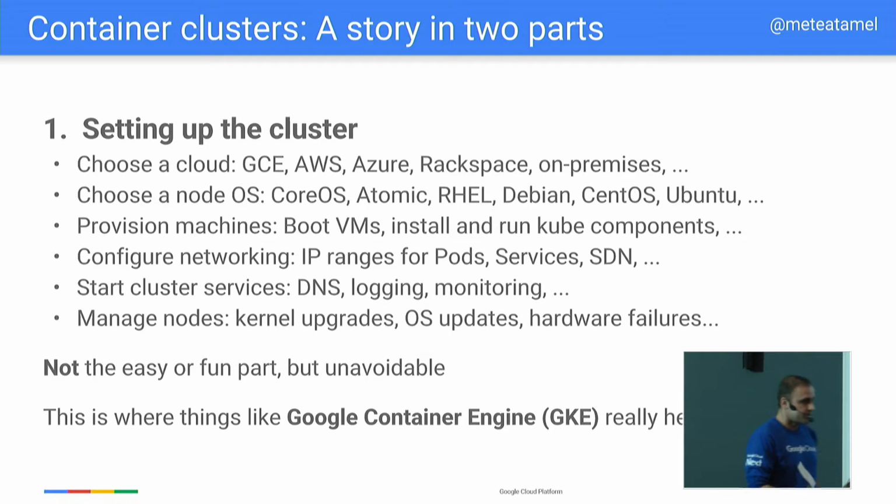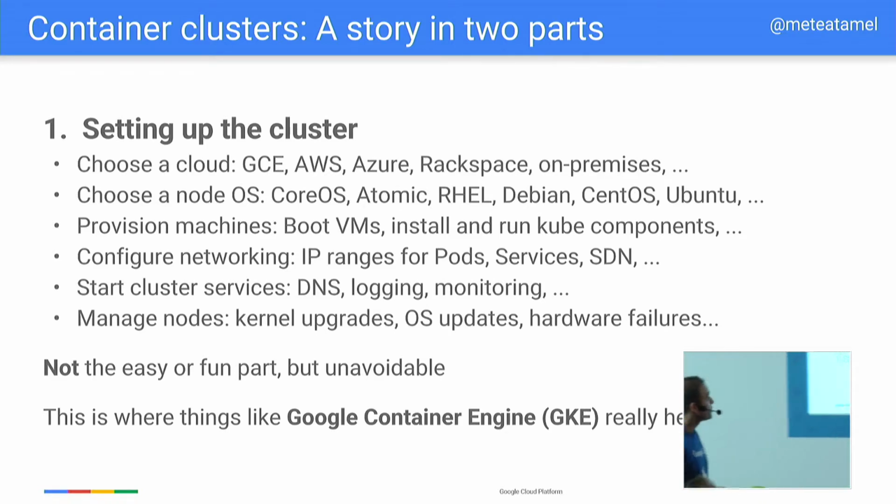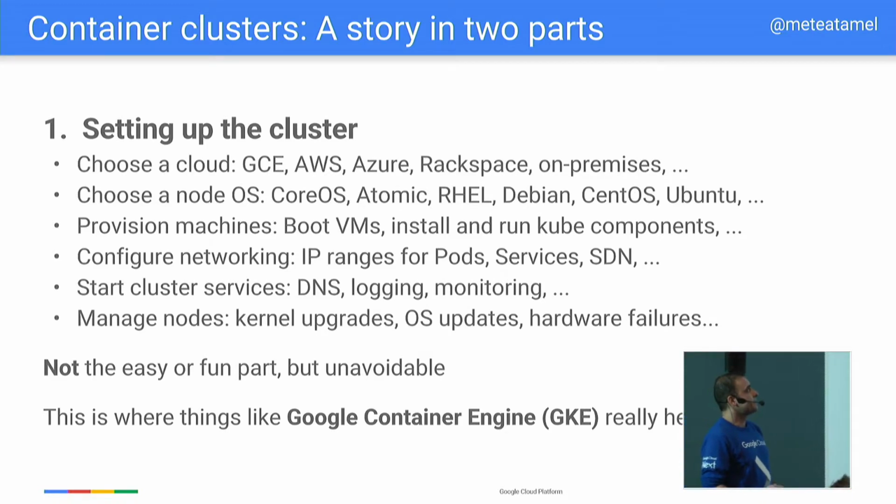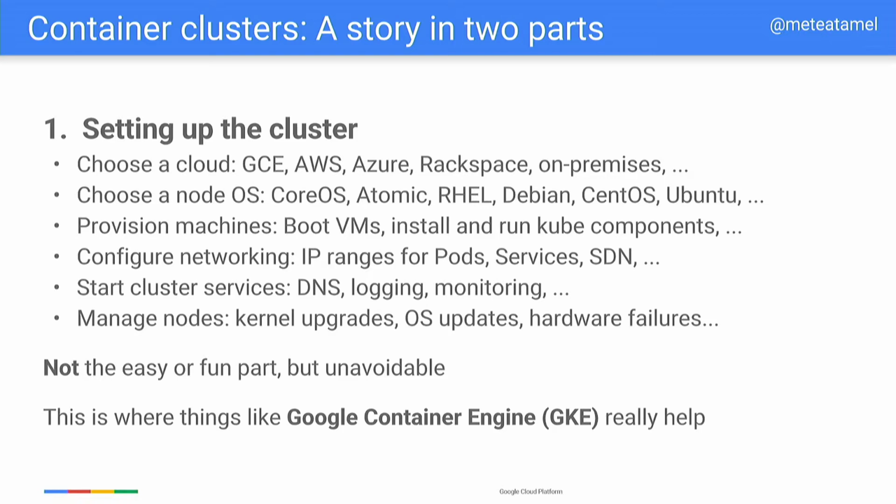So when you set up a cluster, there are two steps that you need to do. First, you need to set up the cluster. And these are the steps. So this is when you want to actually set up your own Kubernetes cluster. So you need to choose a cloud, you need to choose a node OS, you need to provision machines, you need to configure networking, all that kind of stuff. Or you can use something called Google Container Engine that basically with one command gives you a Kubernetes cluster. So that's the part that Google Container Engine provides. It basically hosts Kubernetes for you, and with one command you can get a Kubernetes cluster.